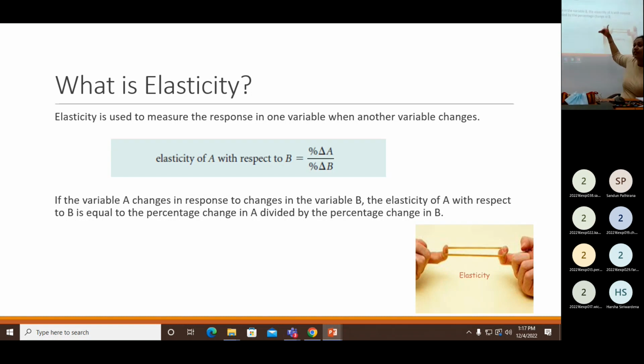So always in this formula, B should come at the bottom and A should go at the top, right? Because A depends on the change of B. So that is a simple formula which can be used to measure elasticity. Okay. If there's anything I speak which is not on the slides, please write it down in your notes.